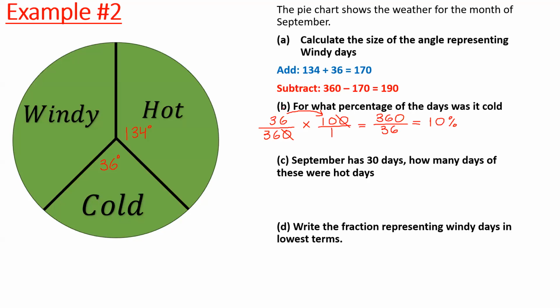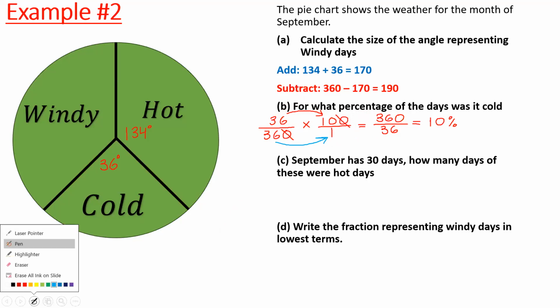So what do we do? We put 36 on top and on the bottom we put 360. So we say 36 all over 360 multiplied by 100 over 1. Then we cancel the zeros, and we say 36 multiplied by 10, which is 360. Then we say 36 multiplied by 1, which is 36. And so we say 360 divided by 36, which is equal to 10%.